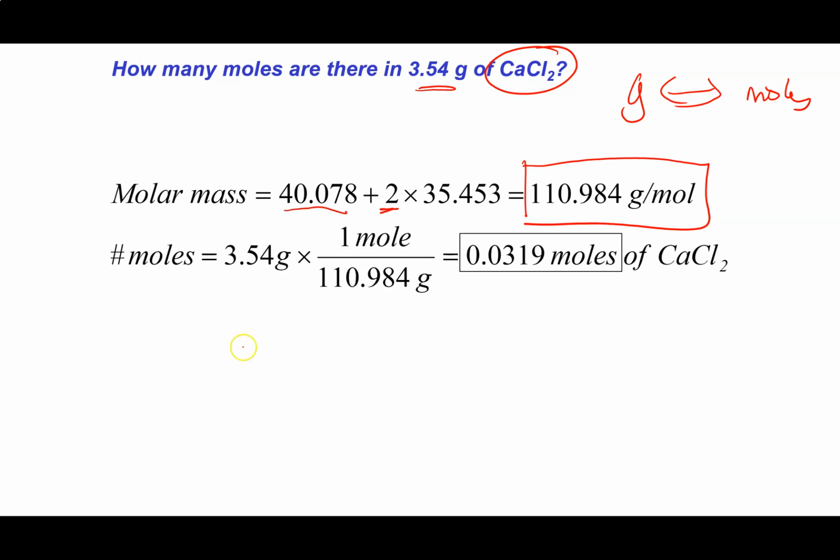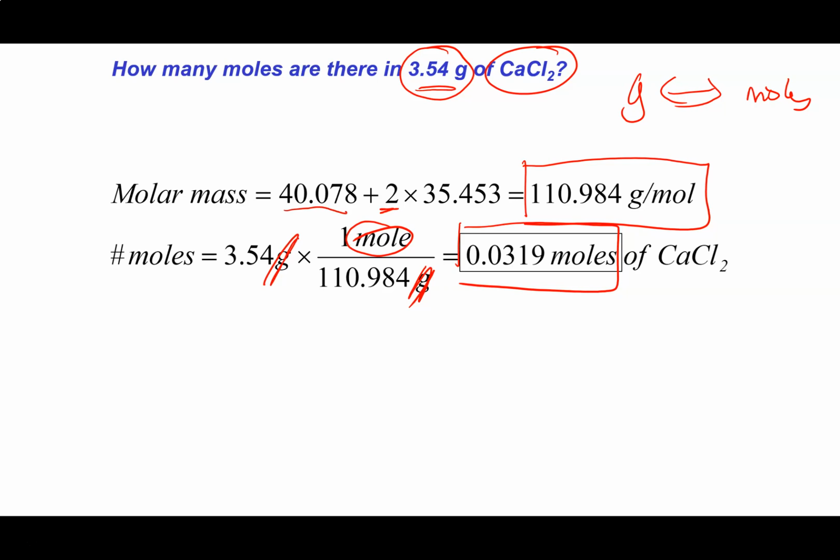Now my number of moles is just my grams divided by my molar mass, or my grams multiplied by 1 over the molar mass. I know I've got it right because my grams will cancel out. Now, a whole mole weighs 110 or 111 grams, so 3.54 grams is going to be way less than a whole mole, and I got a number that is less than 1, so I feel pretty confident about this. Plus, I've also got my dimensional analysis to help me keep my thoughts straight.